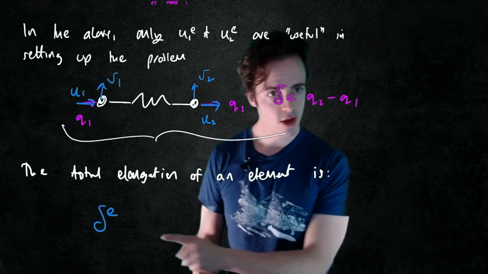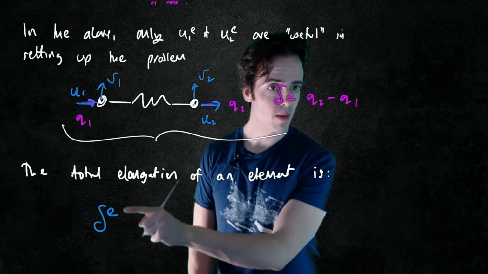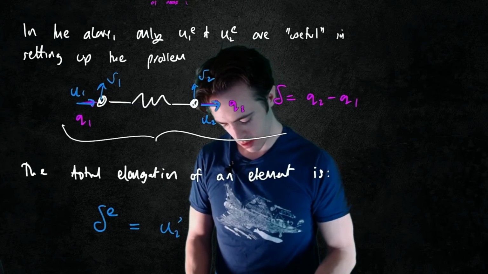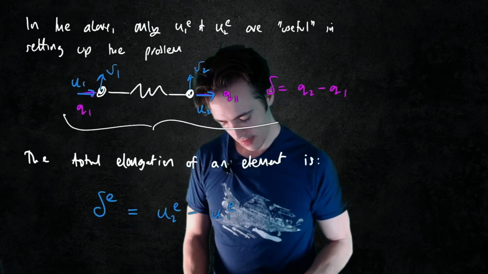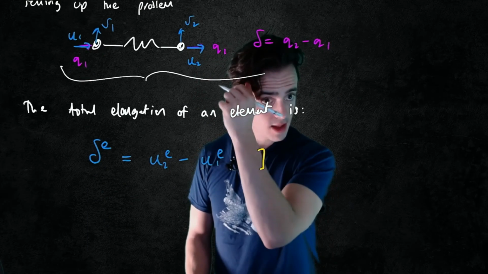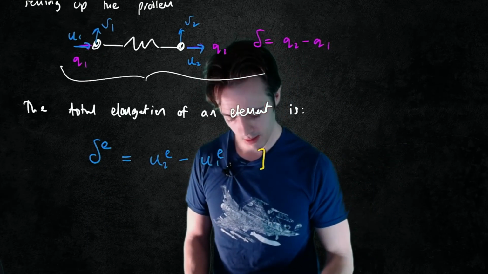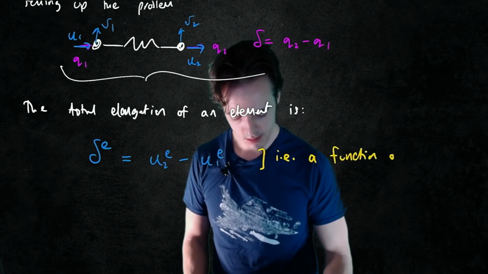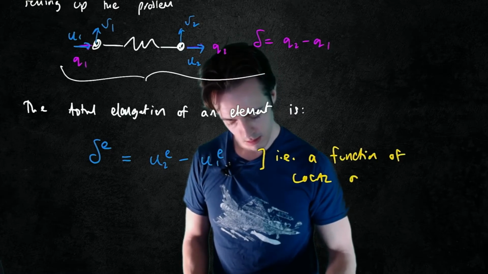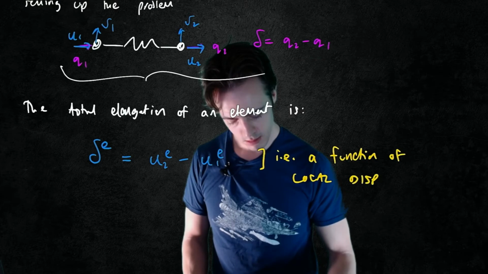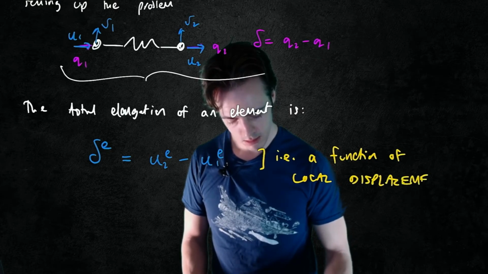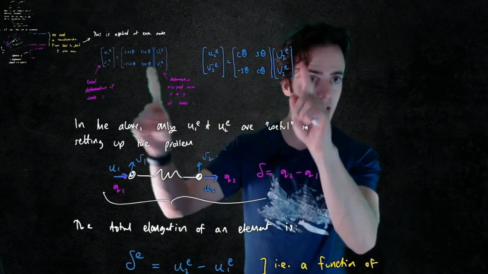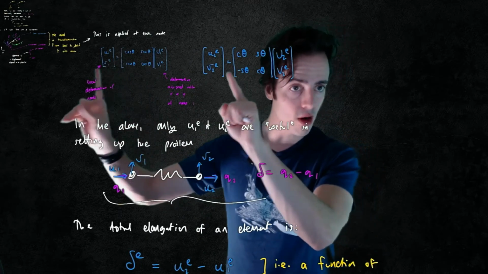Let's say elongation of any element, because we're going to need to do this for multiple elements, so I'm going to put a superscript E here. It's going to be equal to U2 minus U1. That is, the elongation is a function of those local displacements, and not those global. Well, it is a function of those global ones, but only because we know how to transform them from global ones through to local ones, okay?